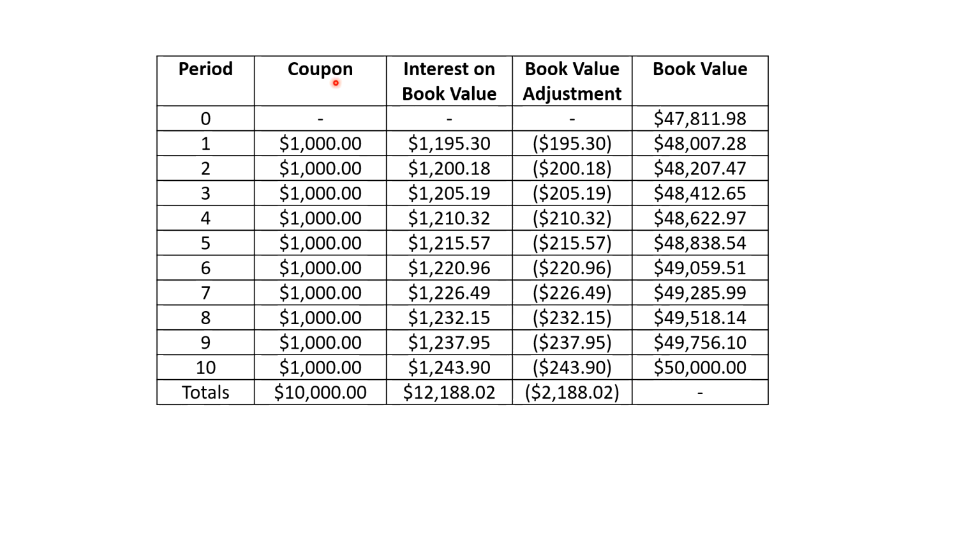Okay, so you pay taxes on the coupon regardless. That doesn't change. It's the same as if you bought it at a premium or if you bought it at par. This remains the same. What's different is when you do these calculations here, the interest on book value and the book value adjustment, those are different. You take the 0.025 times this, and you get this number here. When you subtract this from the coupon, you get a negative number, or to phrase it differently, when you add this negative number to this, you get the coupon.